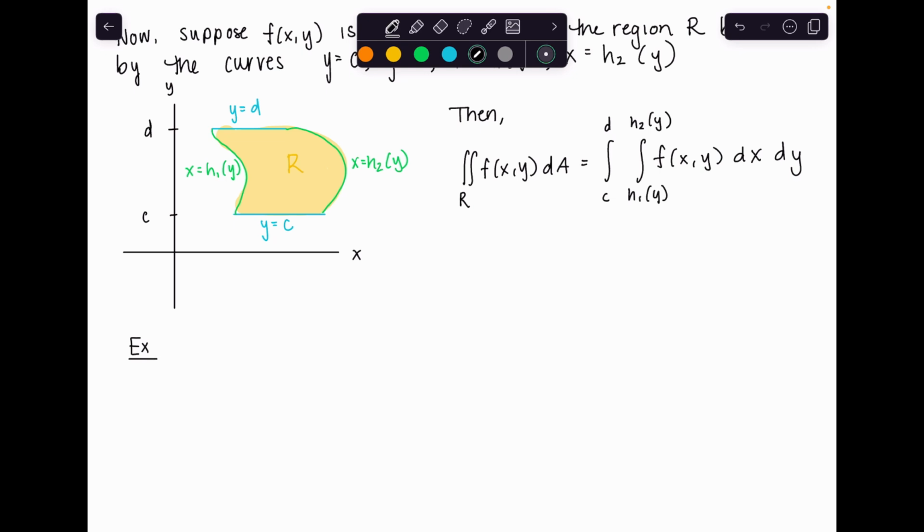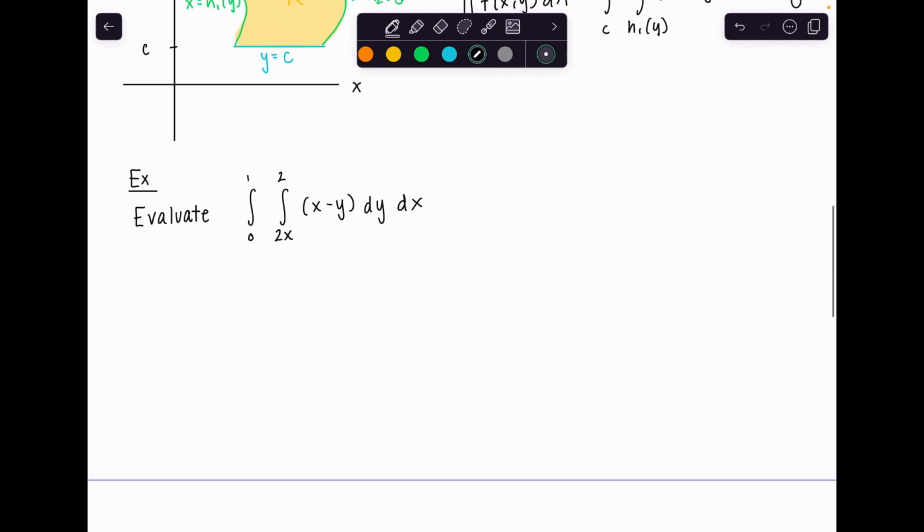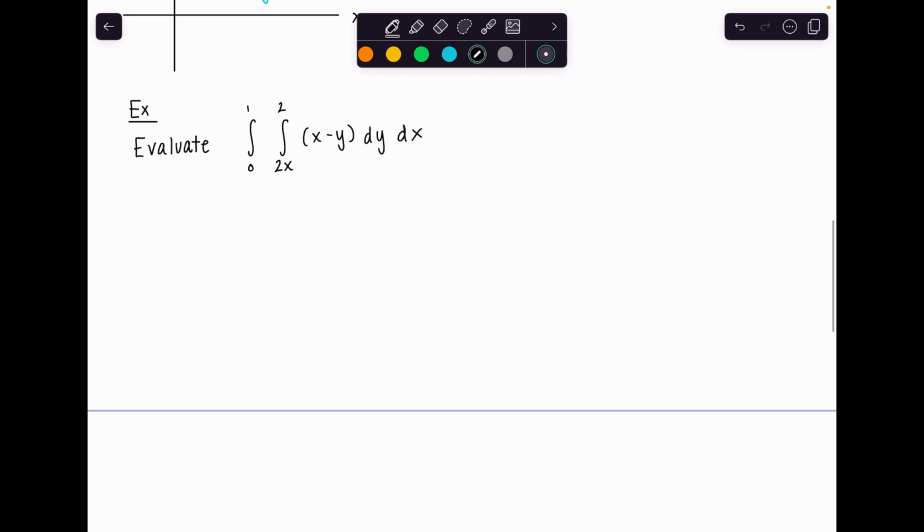So the first example we're going to start with is we're going to evaluate the integral from 0 to 1, the integral from 2x to 2 of the function x minus y, and then this order is dy dx. So what I want to start with is I want to find the region of integration. Again, that's going to help me for swapping bounds. I'm going to do this off to the right, so then off to the left I can actually calculate the integral.